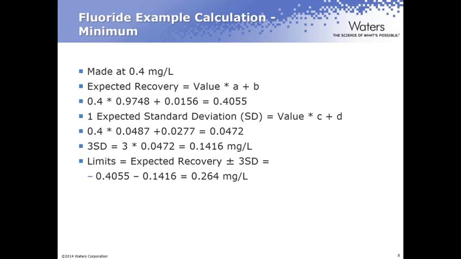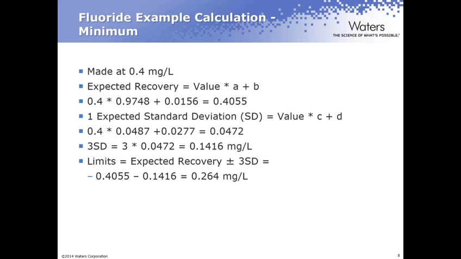If you notice when we're doing our calculations, I'm carrying things out to 4 decimal places, or 4 significant figures. The reason I do that is because when we go to report our values, you always want to report your values to 3 significant figures. So it's always good when you're doing calculations to use at least 1 significant figure further than what you're going to round your values to. So if we were to spike the sample at 0.4 milligrams per liter, you would expect a recovery of 0.4055.